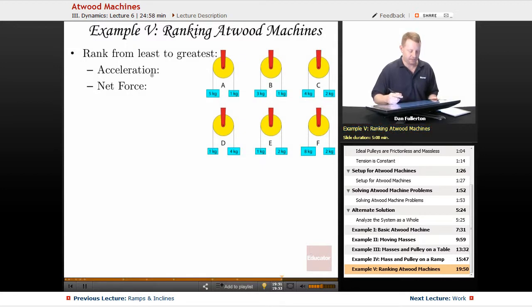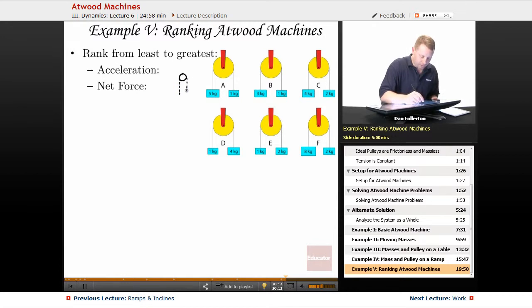Ranking task: rank from least to greatest the acceleration and net force of these 6 different Atwood machines. Well, the first thing I'm going to do with all of that data is solve it generally without plugging in the values. I'm going to do this one from a systems approach.